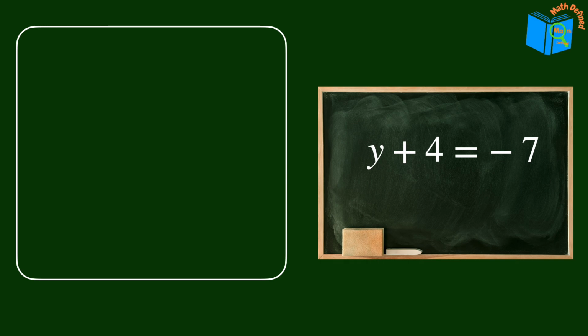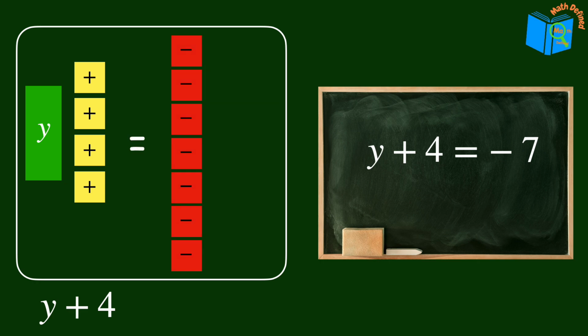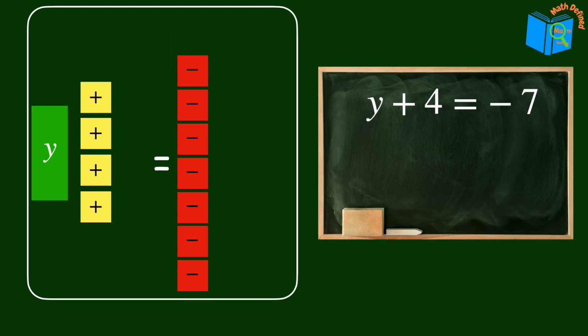To model the equation y plus 4 equals -7, we'll need to use both positive and negative tiles. We'll start on the left with the green tile for the variable y, and then add 4 yellow or 4 positive tiles, giving us y plus 4. Now to represent the right side of the equation, we'll add 7 red or negative tiles, giving us -7. Now we're ready to solve.